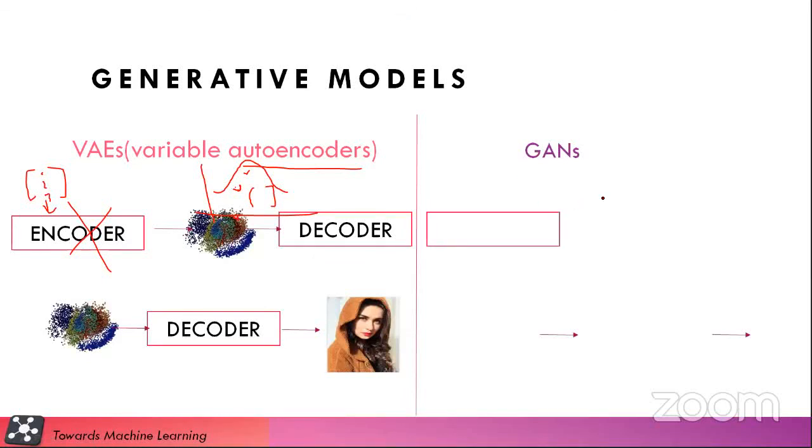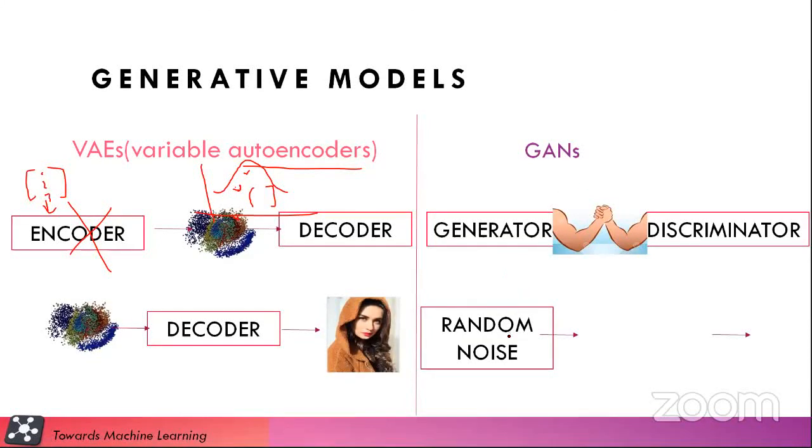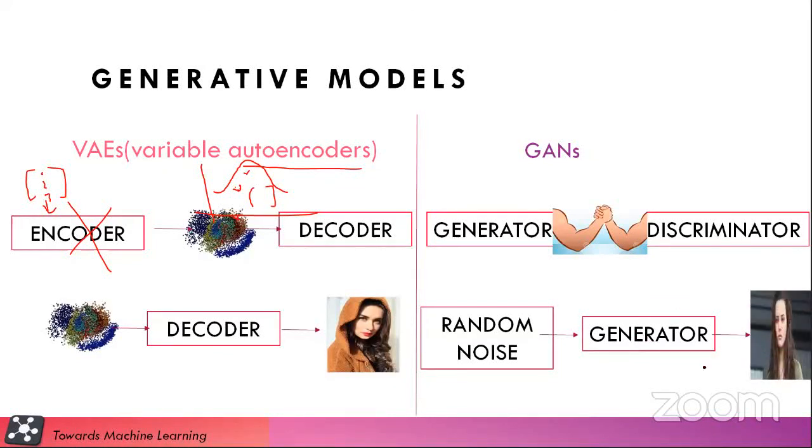And in GANs, we have a generator and a discriminator. Both the generator and discriminator fight against each other. The generator will try to fool the discriminator, and the discriminator will try not to be fooled. And that's how training goes on. So in GANs, we give a random noise to a generator. The generator generates the images. Okay. So we are now going to talk mainly about GANs in detail.